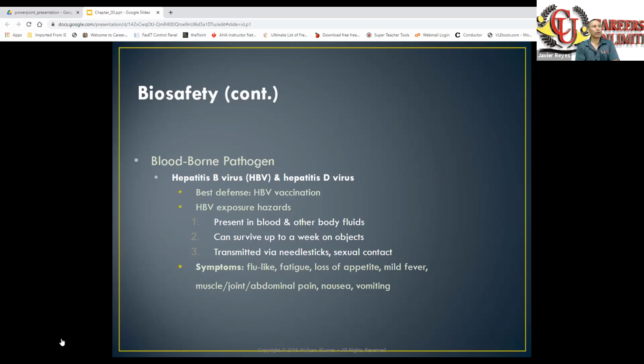It is present in the blood and other body fluids, and can survive up to a week on a surface. It is transmitted via needle sticks and sexual contact. So again, make sure that you are very careful with needles. The symptoms from the onset when you contract hepatitis B are like a flu, just like any other infection: abdominal pain, nausea, loss of appetite, and sometimes people become a little bit yellow, so you see some of what we call jaundice on their skin, right? But thank goodness, it's not very common that we see hepatitis B spread nowadays.